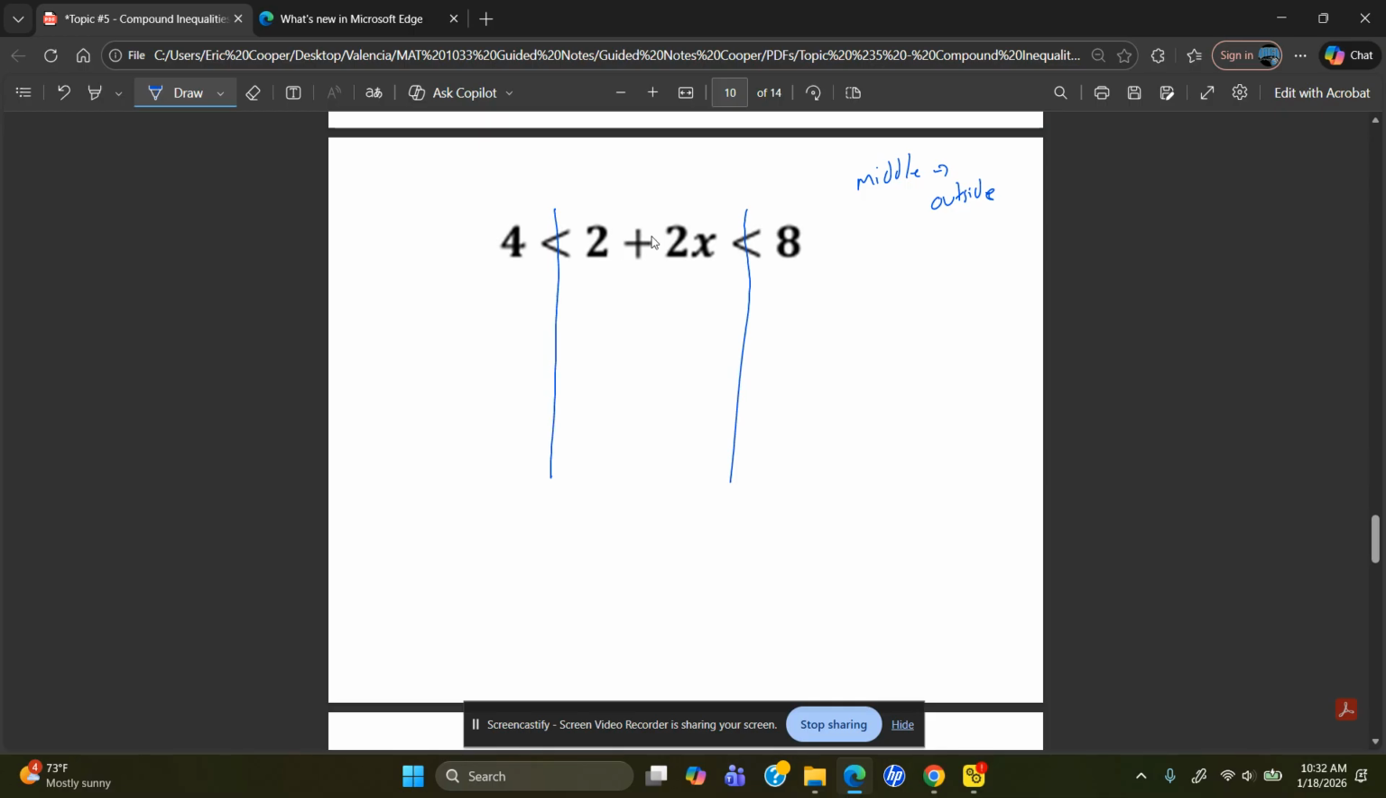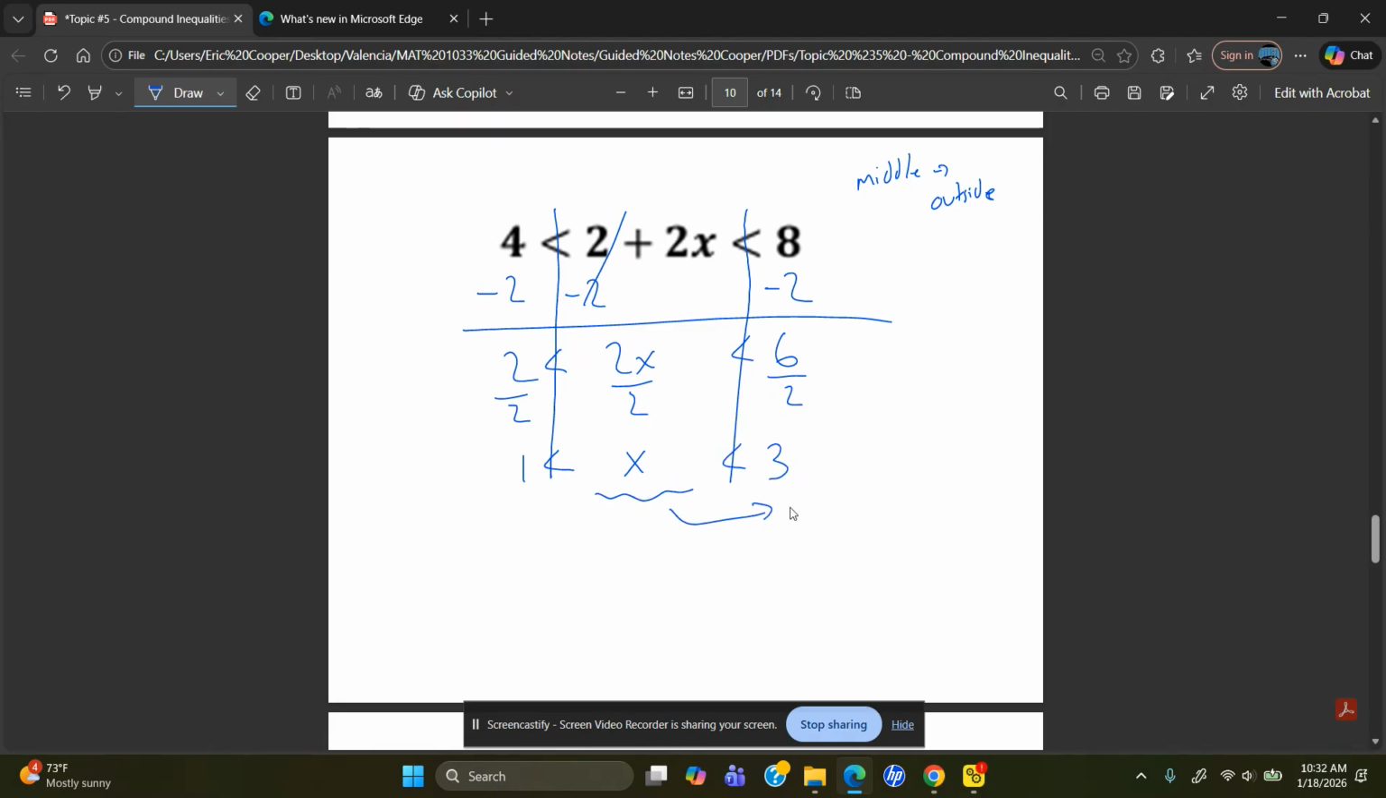So for example, I've got 2 plus 2x here. I need to get rid of this positive 2, so I'm going to subtract the 2 from the middle. Whatever I do to the middle, I'm going to do the same to the outsides. Here these 2's will cancel. 4 minus 2 is 2. I still have the 2x here in the middle. 8 minus 2 is 6. My job is to get x by itself in the middle, so I need to divide by 2, which will leave me with just x. But whatever I do to the middle, I'm going to do the exact same to the outsides. 2 divided by 2 is 1, and 6 divided by 2 is 3.